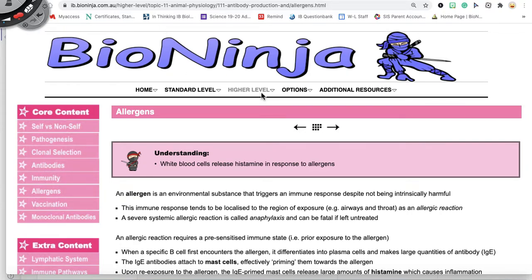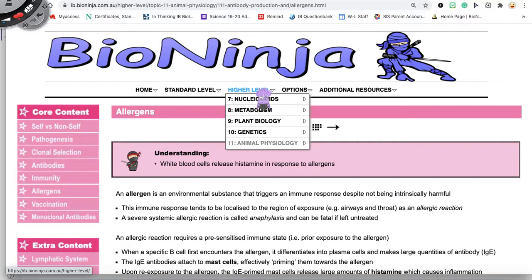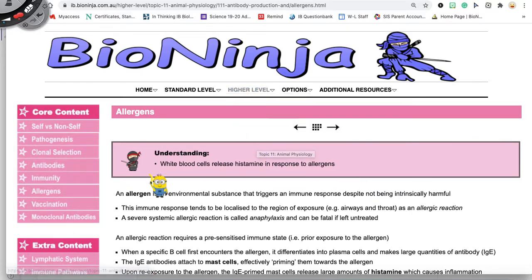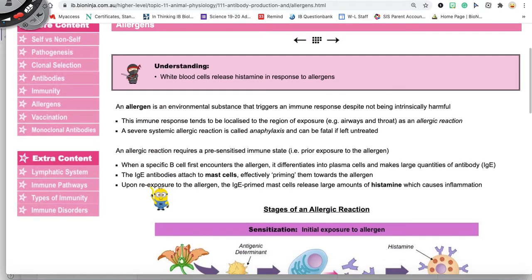Hello, IB Bio students. We are continuing today with topic 11.1, and we are specifically looking at allergens today. So the essential understanding is white blood cells release histamine in response to allergens.